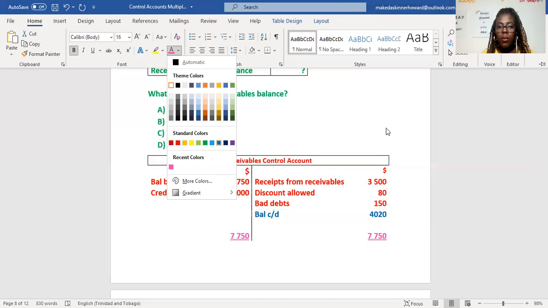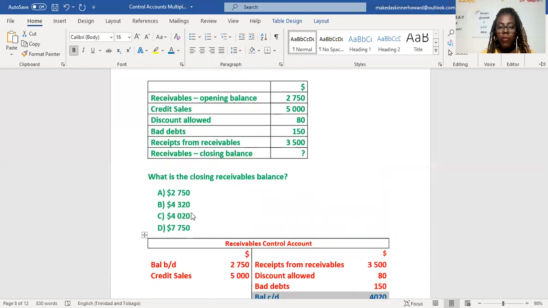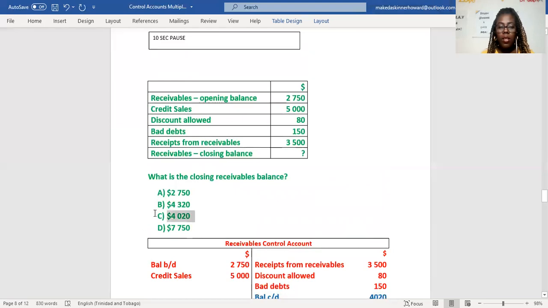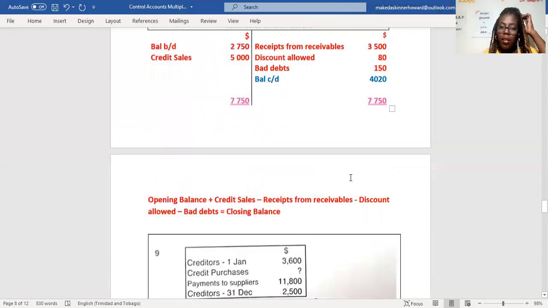And your answer would be C for this question, which is 4,020. All right, so that is the closing receivable balance. That is how much money is owed to us at the end.